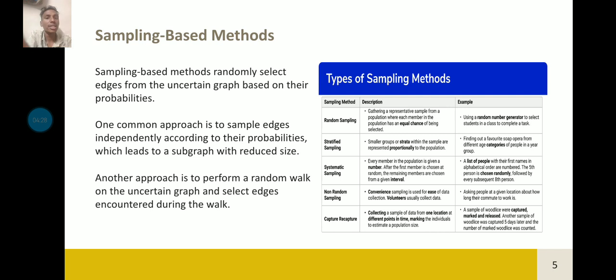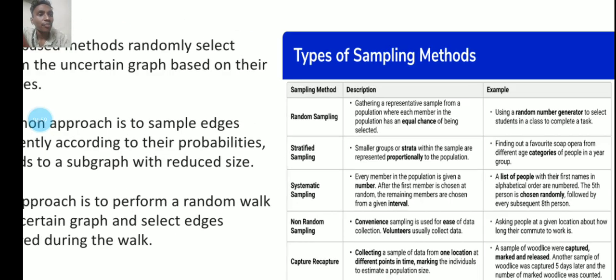Sampling-based method. Now we will see the sampling approaches. The first one is the sampling-based method. Sampling-based methods randomly select edges from the uncertain graph based on their probabilities. One common approach is to sample edges independently according to their probabilities, which leads to a subgraph with reduced size. Another approach is to perform a random walk on the uncertain graph and select edges encountered during the walk.